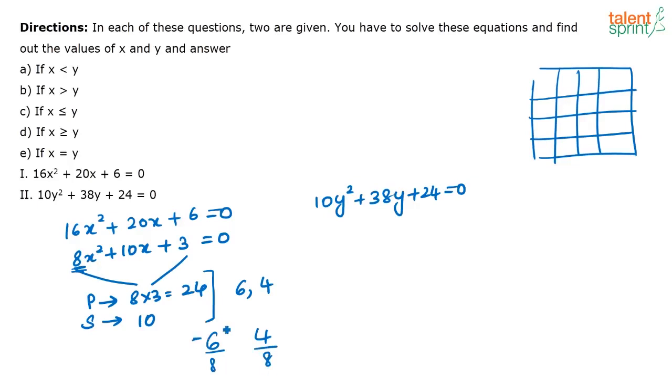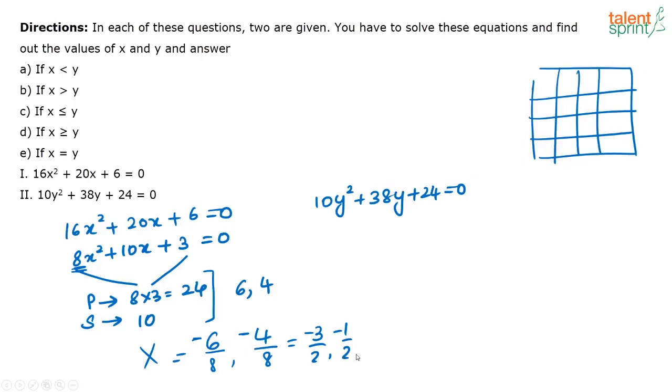And you also know that both the roots are going to be negative. So your answer is minus 4 by 8, that is minus 1 by 2, and minus 3 by 4. So the required roots for the value of x are minus 3 by 2 and minus 1 by 2.